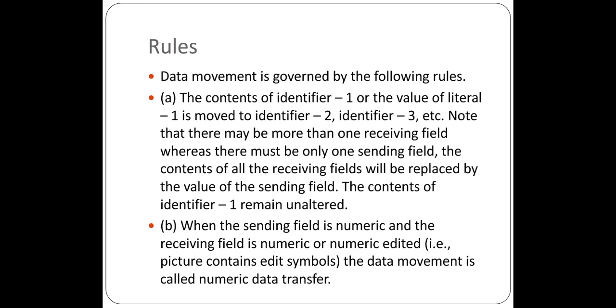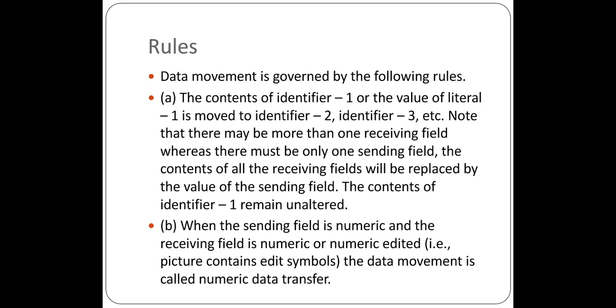The next rule is about the various types of data we use. Based on the type of data you are going to use, we decide what type of data transfer it is. For example, when the sending field is numeric and the receiving field is numeric or numeric edited, for example using some picture options to edit symbols, these types of data movements we call a numeric data transfer.